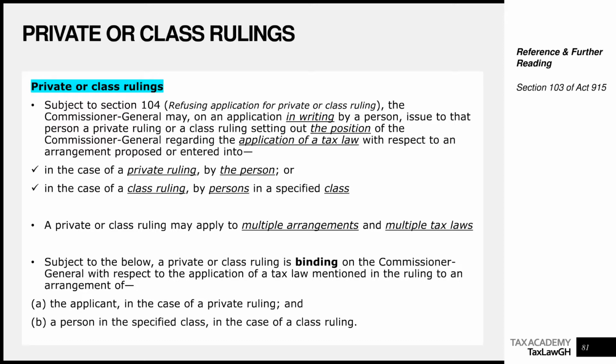So take note, a private ruling is typically for one person, a class ruling is for a group of persons, but the provisions are the same for both of them. It's just the difference between who it applies to: one person in the case of a private ruling, and a group of persons in the case of a class ruling. A private or a class ruling may apply to multiple arrangements and multiple tax laws.